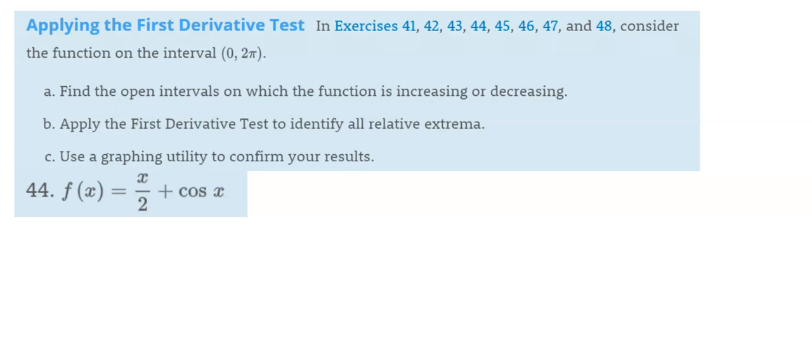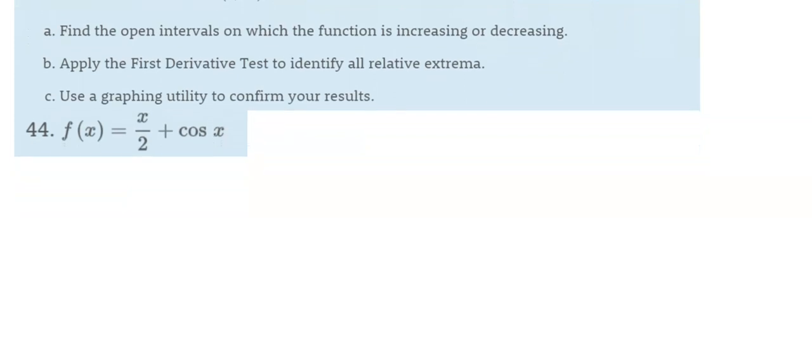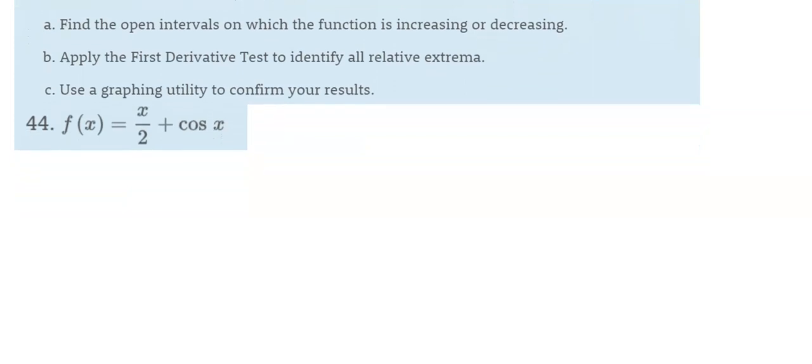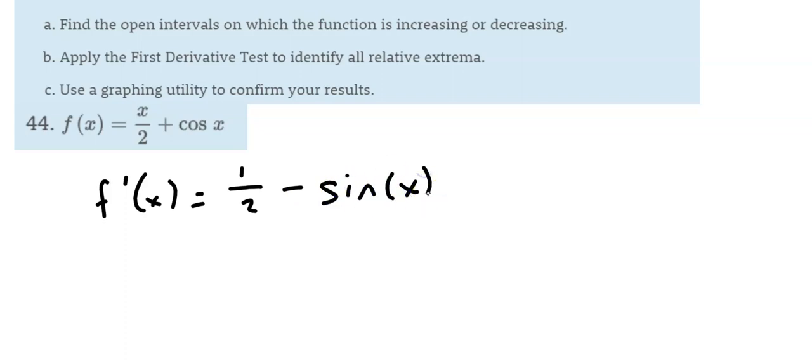It says find the open intervals in which the function is increasing or decreasing. This looks like a no calculator problem, so let's go ahead and take the derivative first. f prime of x is equal to, this is x over 2, which is 1/2 x, so the derivative of 1/2 x is just 1/2, minus sine of x, and that's the derivative. So now I need to find out whether the function is increasing or decreasing, which means I need to set f prime equal to 0. I notice that this function is defined everywhere, so I don't need to look where f prime is undefined.